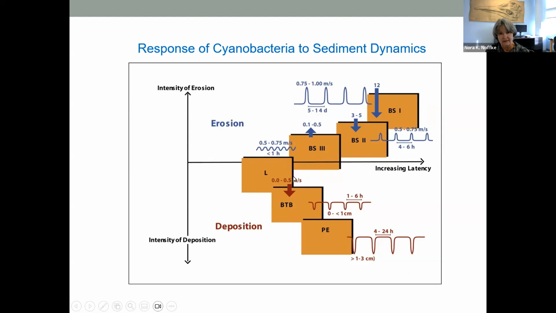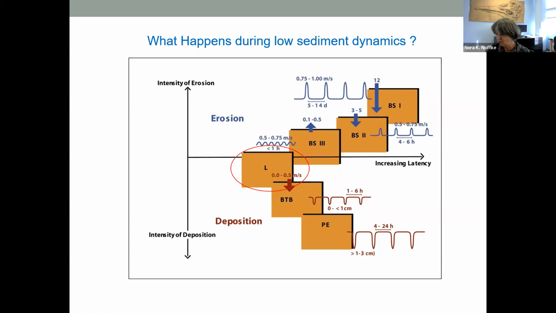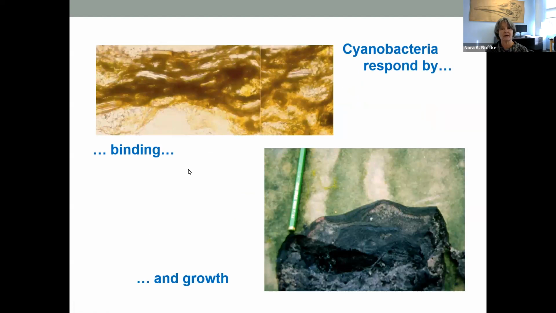So let's take a look at this here. What happens if the sedimentary surface is completely quiet? No sedimentary grains are moved around. What we can see are two things. First is binding. This is a close-up view onto a fossil microbial mat. You see here beautifully the filaments entangled, forming this meshwork, which is typical for a microbial mat. Now, such a meshwork has to be formed first. And this formation of such a meshwork, this is what we call binding.